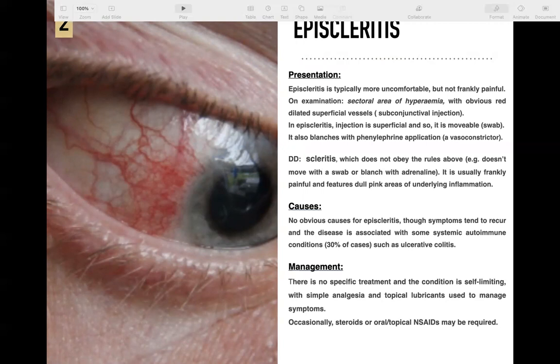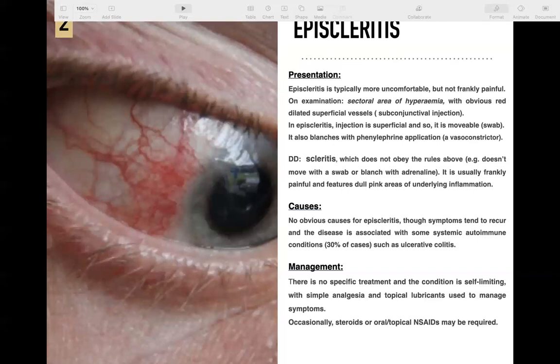So there is subconjunctival injection of the superficial subconjunctival vessels. In the episclera, there is a space between the conjunctiva and sclera. There is a subconjunctival tissue, which is the Tenon's, and the episcleral space. So these vessels are called episcleral vessels with subconjunctival injection. In episcleritis, injection is superficial, and so it's movable.